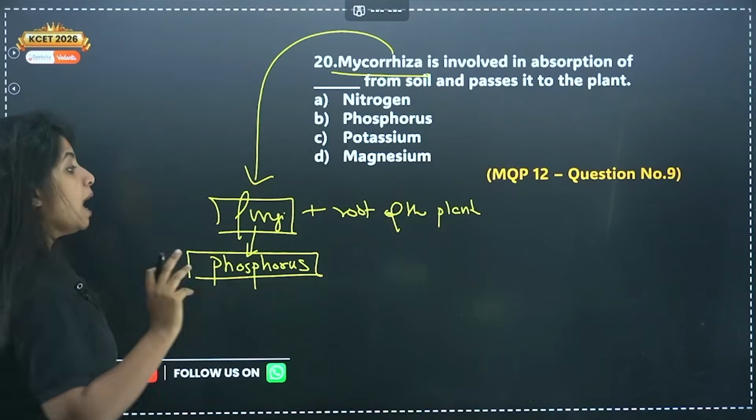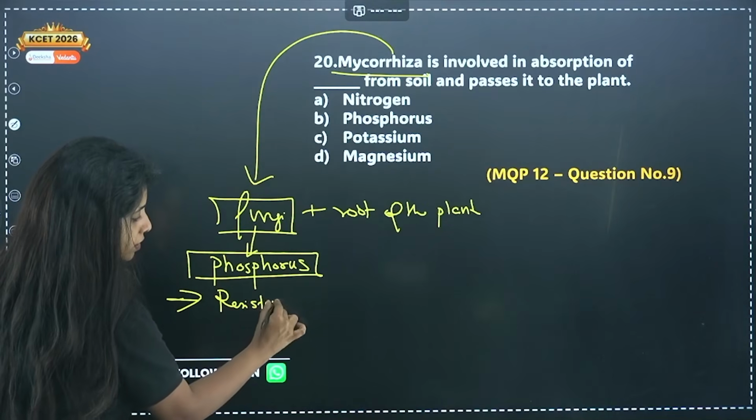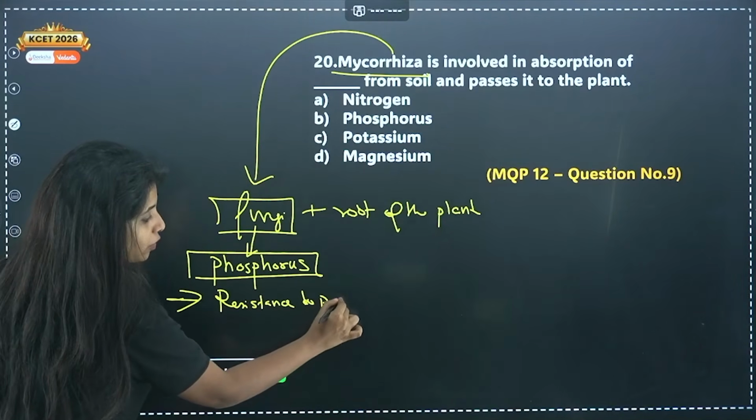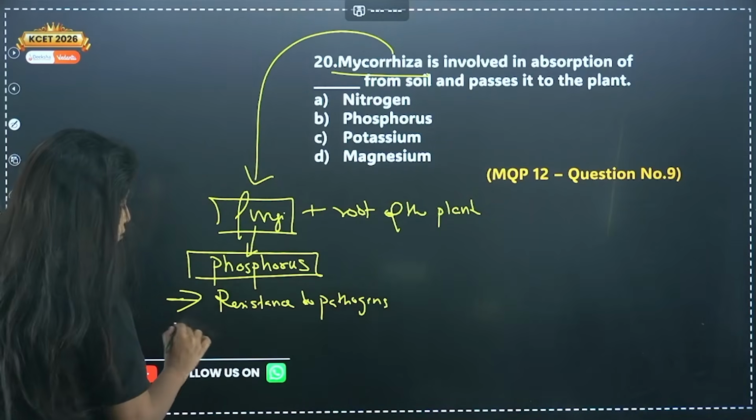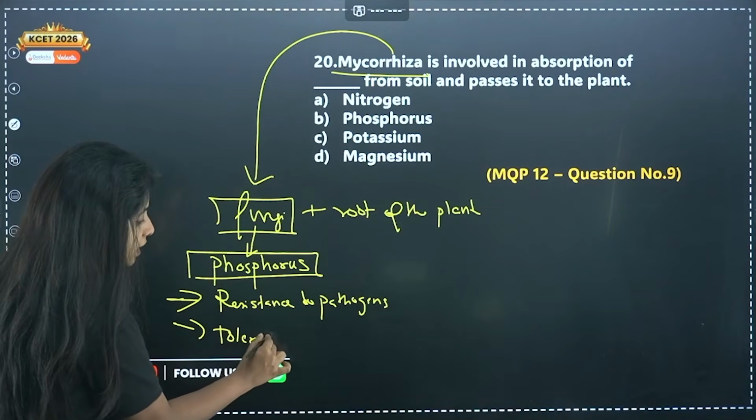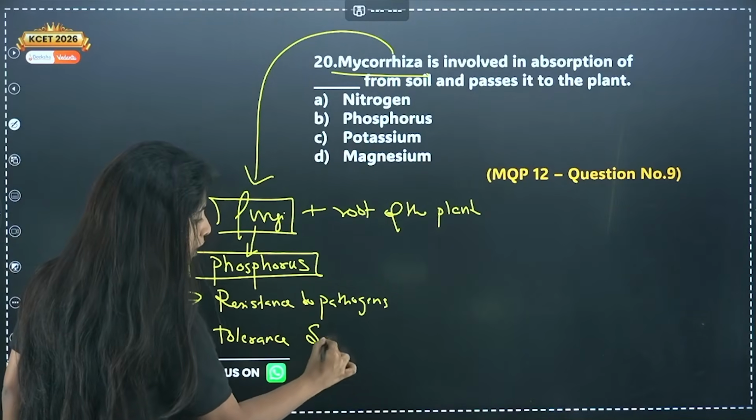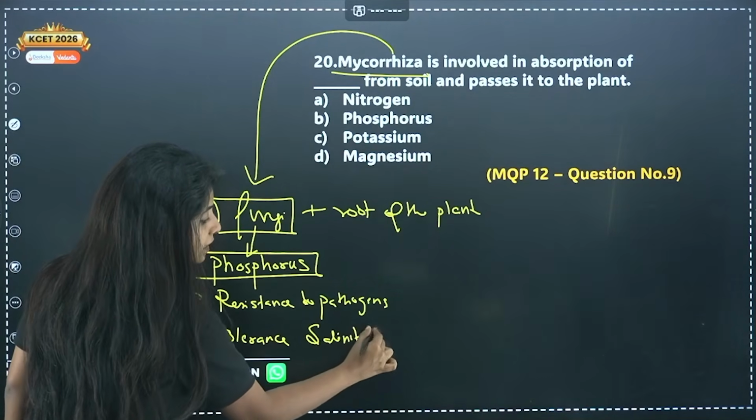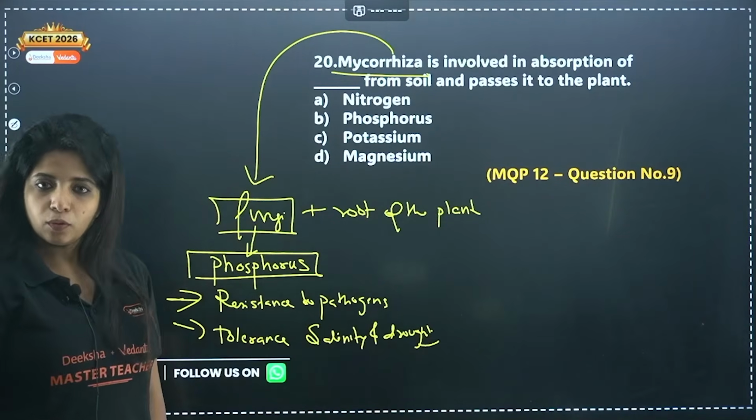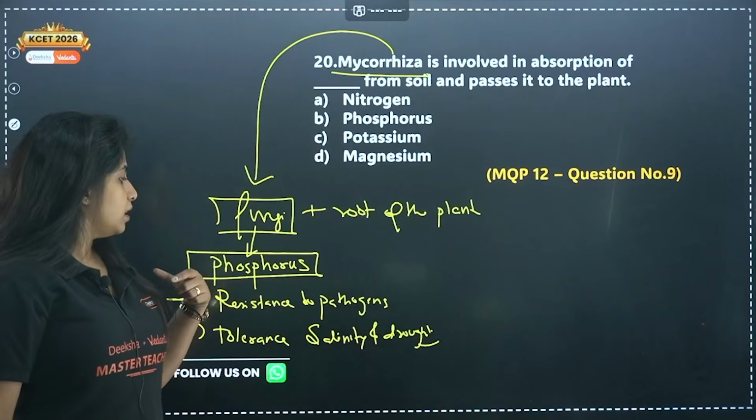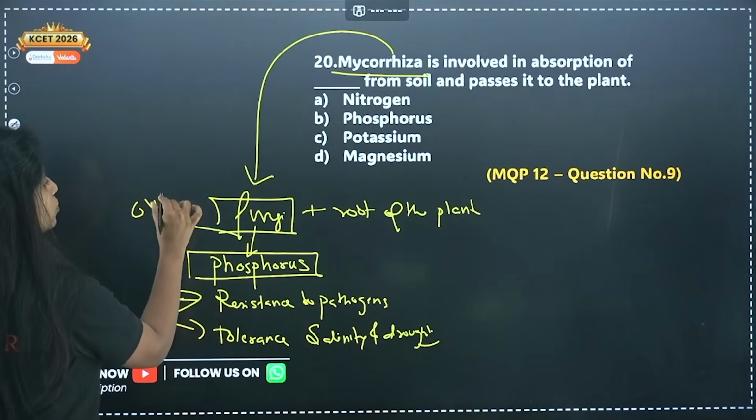Apart from that, the fungi also provide resistance or tolerance to pests or pathogens, which can try and damage the roots. Apart from that, tolerance to salinity. There is too much salt in the soil, still the plants would be able to survive with the help of this fungi. If there is not much water, they can still survive because of this fungi. So phosphorus absorption, resistance to pathogens, tolerance to salinity and drought, and they also help in overall growth and development.